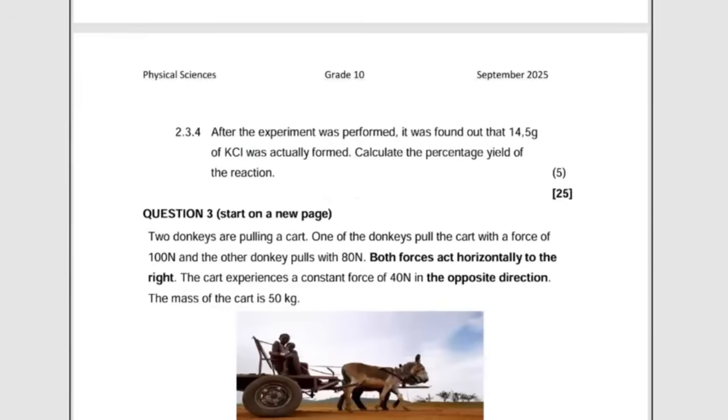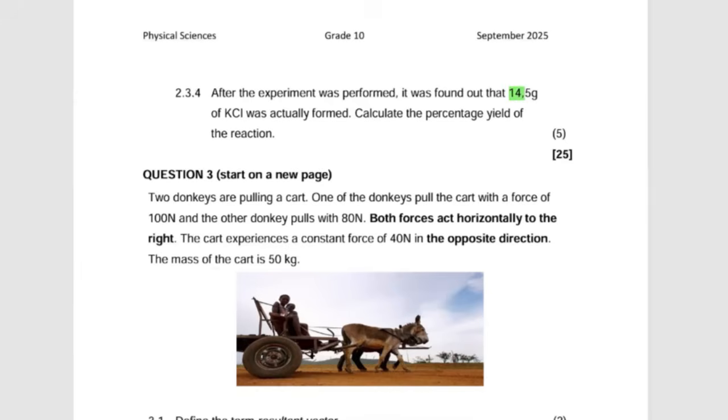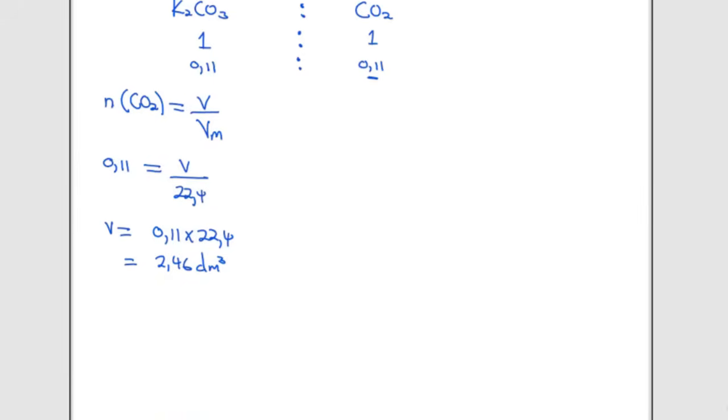Then we're going to proceed to question 2.3.4, which reads: after the experiment was performed, it was found that 14.5 grams of the KCl was actually formed. Then calculate the percentage yield. We are looking for the percentage yield of the reaction, right? So how do we go ahead and calculate percentage yield? Allow me again to underline that one to show demarcation between these two, right?